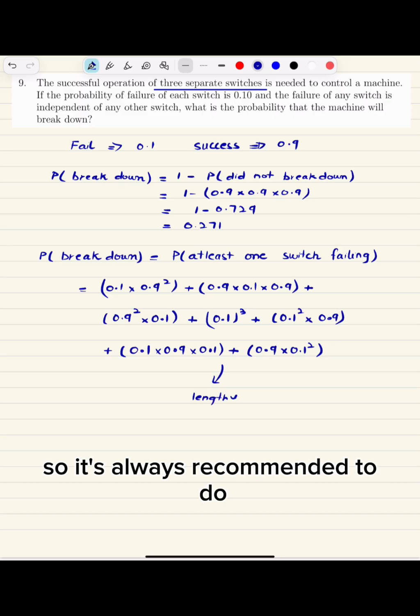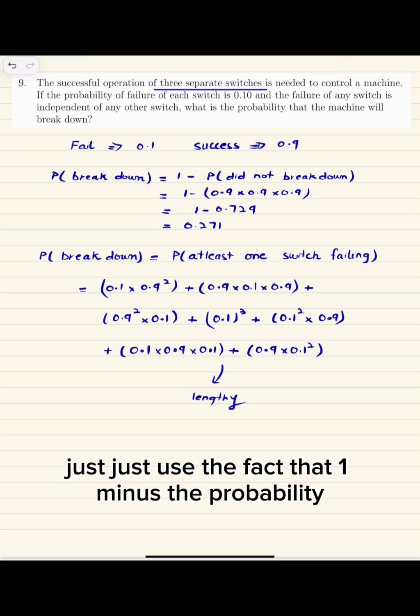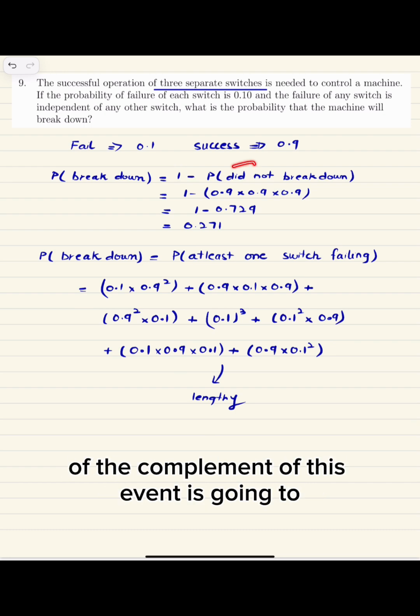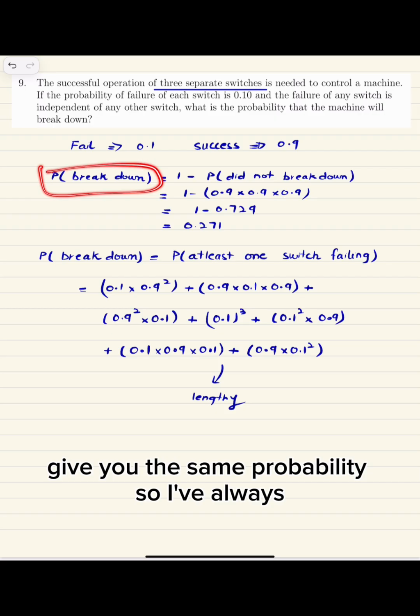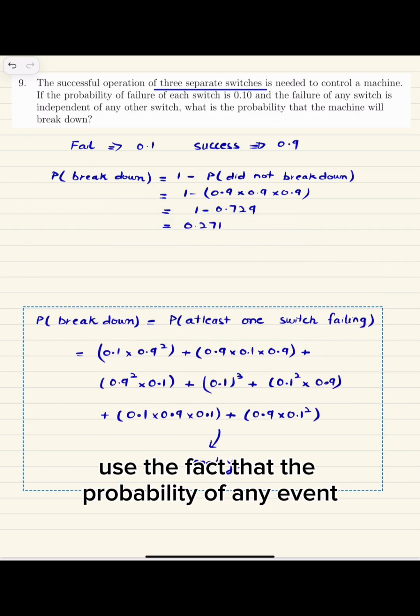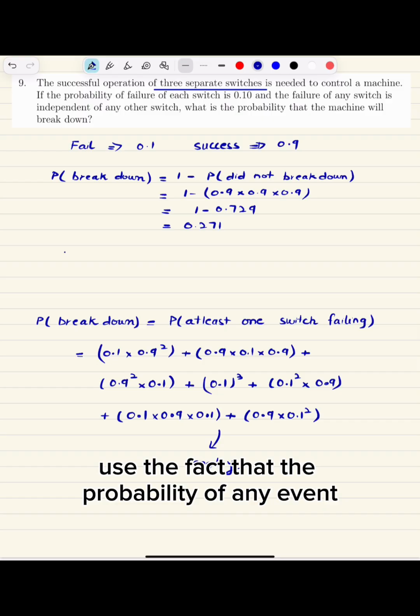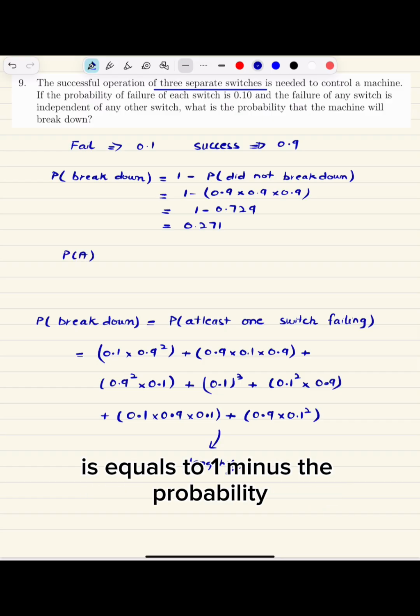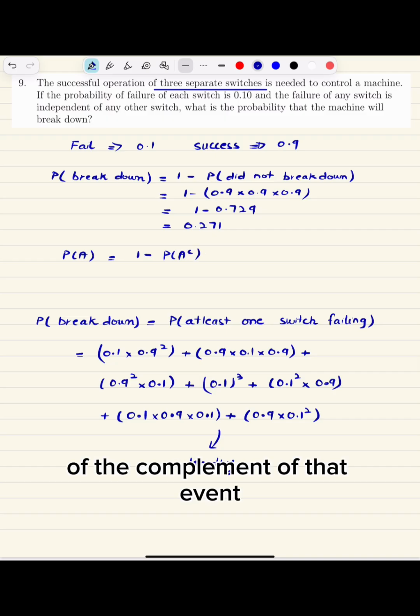So it's always recommended to just use the fact that 1 minus the probability of the complement of this event is going to give you the same probability. I've always used the fact that the probability of any event is equal to 1 minus the probability of the complement of that event.